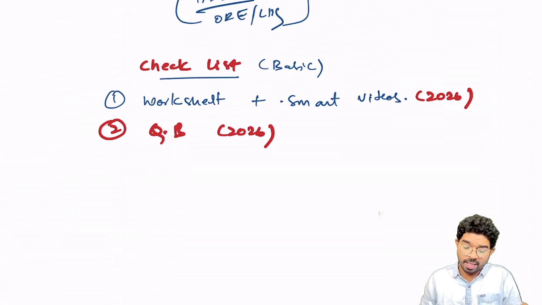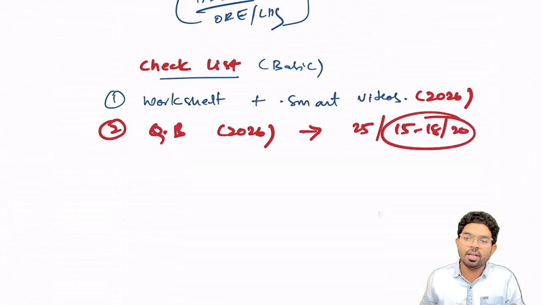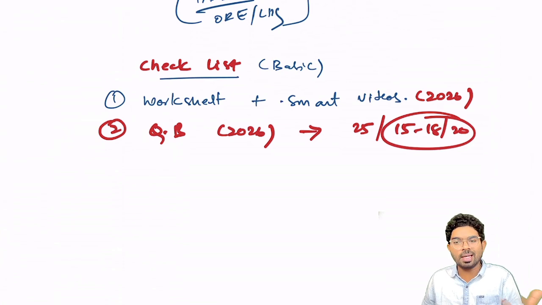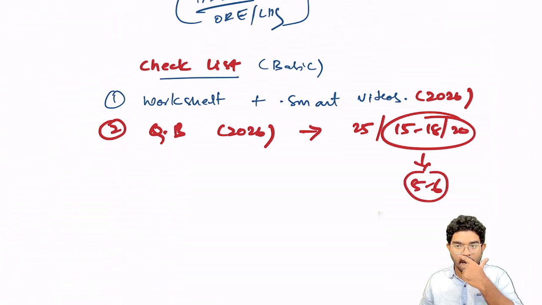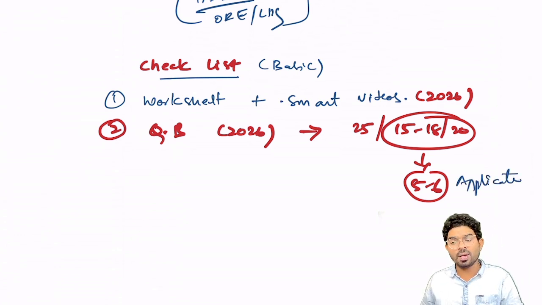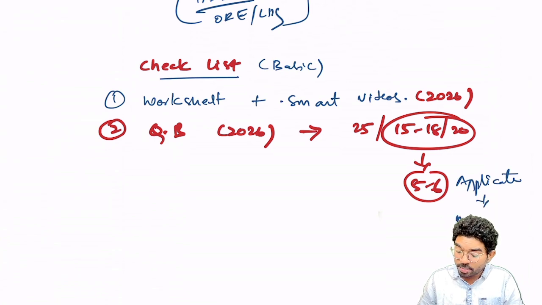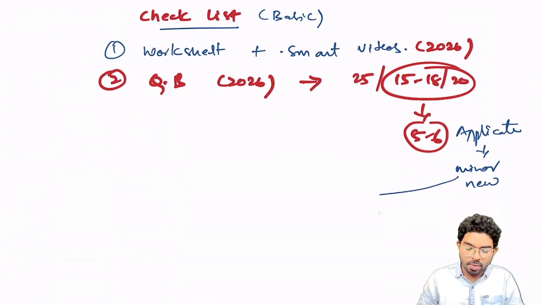While you're solving the Q bank, for example, if you're solving the topic exodontia, you may have 25 questions, out of which some 15 to 18 or sometimes 20 questions may be within your zone. That can be an exposed clinical scenario, or you may have knowledge regarding that, or those things will be covered in your worksheets and smart videos. The leftover questions, that is 5 to 6 questions or some number of questions, can be an application of whatever you have done in the smart videos, or some minor new concepts. So now learn them and add them to your worksheet.